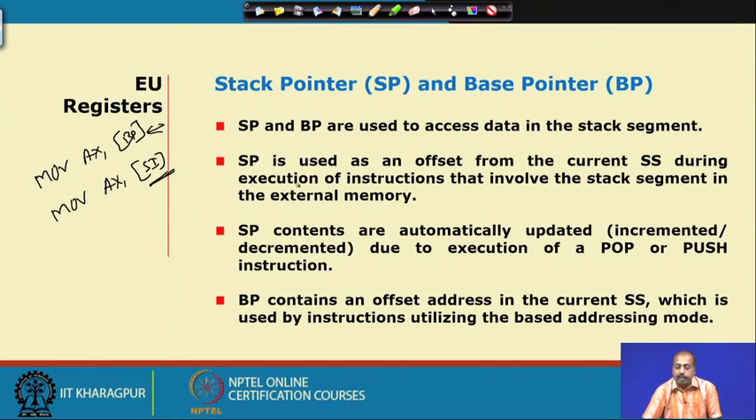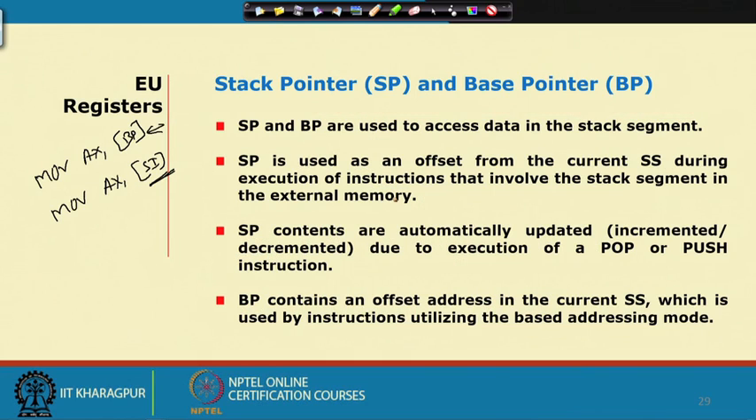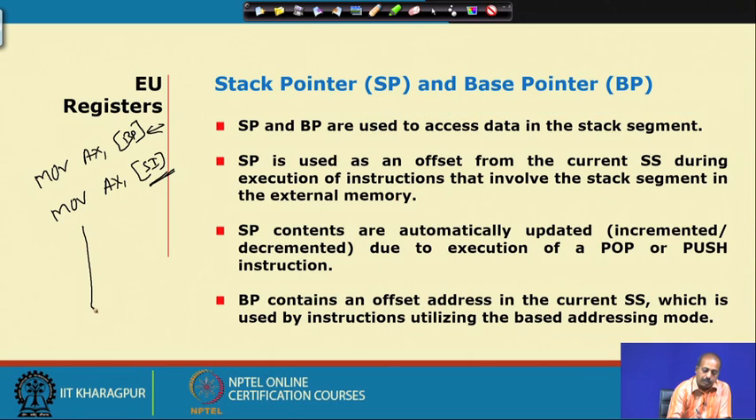SP is used as an offset from the current stack segment register during execution of instructions that involve the stack segment in the external memory. So, basically we have this stack segment register, and whenever we are doing push pop operations, this stack pointer will be utilized, and it will automatically be incremented or decremented due to pop or push instructions. When you do a pop, the stack pointer is incremented; when you do a push, the stack pointer is decremented. The SS register will be pointing to the bottom of this memory where the stack will be made, and as you do a push operation, the stack pointer is decremented.